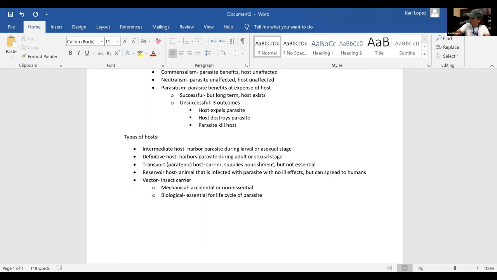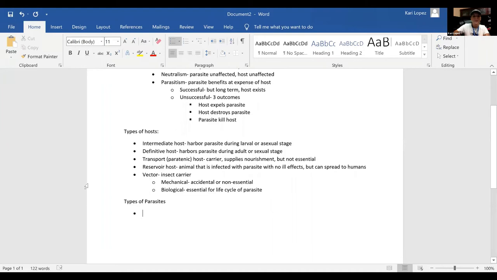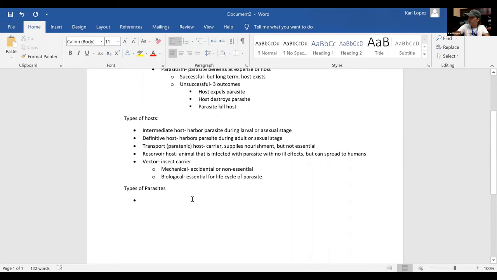And then you've got your types of parasites. I'll start with the overall different options you have, and then I'll go into the specific names and how they grade them or group them together. So your types of parasites, you can have an endoparasite.